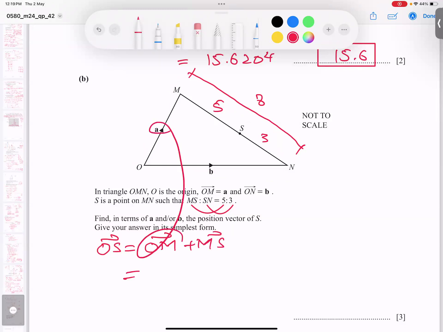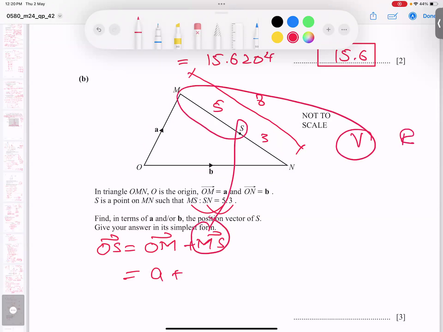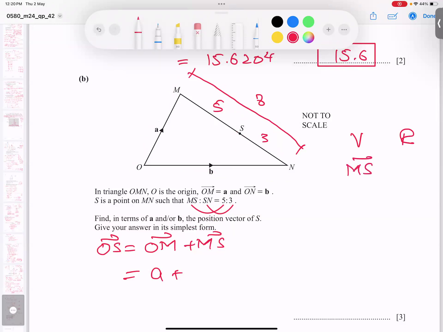What is O to M? Obviously A. But MS, I don't know. So I'm writing V for vector, R for ratio. What I'm looking for, MS. I will write here MS. What is MS ratio? 5. What vector I need and what ratio of that I write in front of each other. Now problem is that SN vector I don't have. So I will write 5 one time and I will write the bigger one, 8. 8 coming here down. I'm coming from top to down, MS, and this is MN. Please make direction same. So MN I'm writing here.